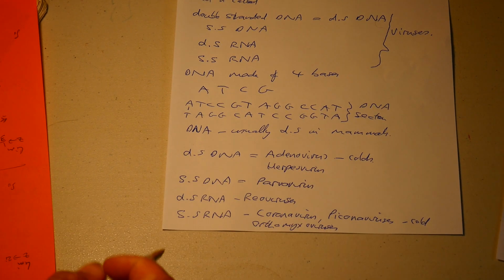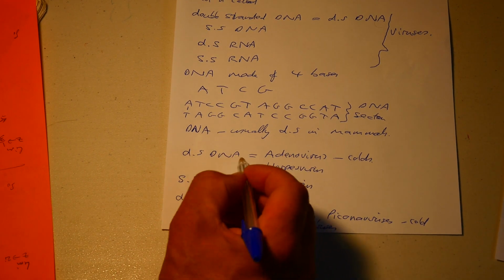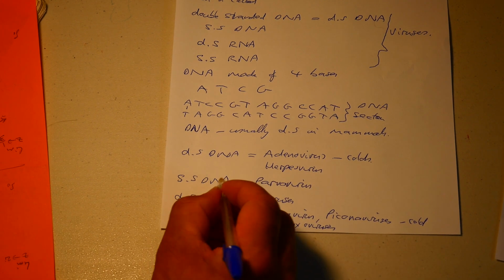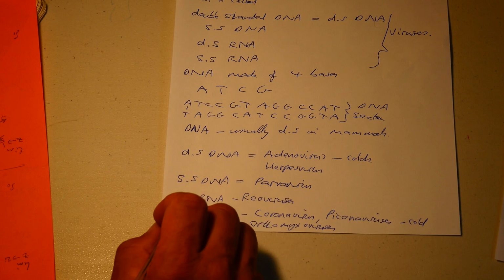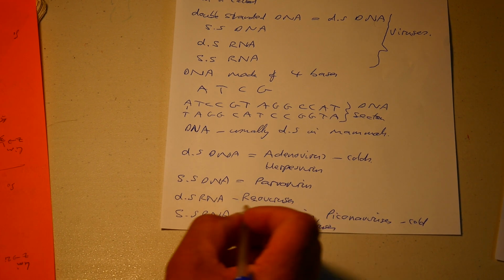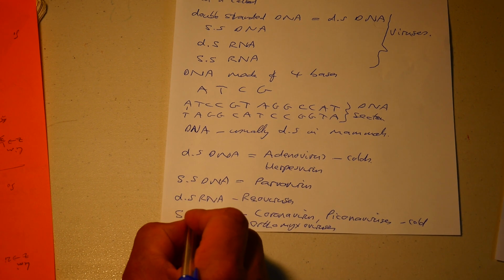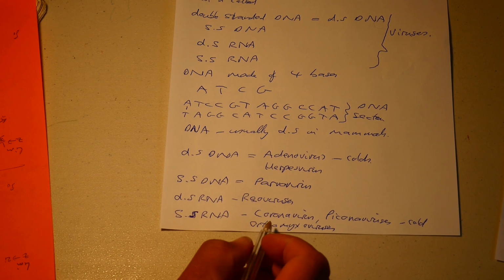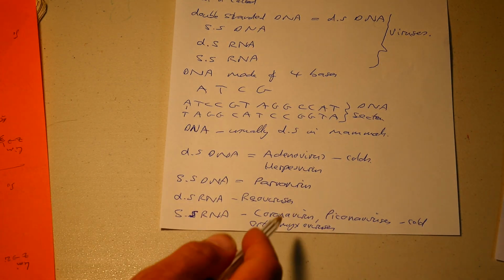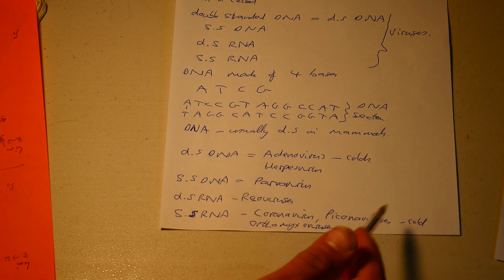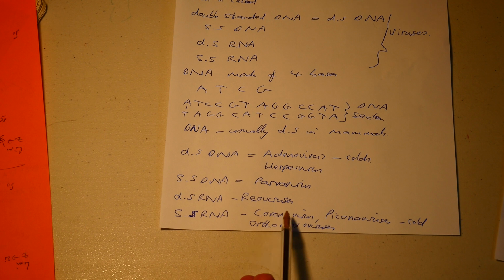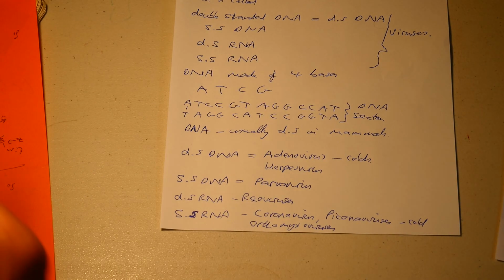So double-stranded DNA viruses include the adenovirus that causes colds, and herpes viruses. Single-stranded DNA viruses include parvovirus. Double-stranded RNA viruses include the reovirus, and single-stranded RNA viruses include coronavirus that we're all being affected by at the moment, and picornaviruses which are called colds, and orthomyxoviruses. When I said this is what's affecting us at the moment, in fact all these are always affecting us.